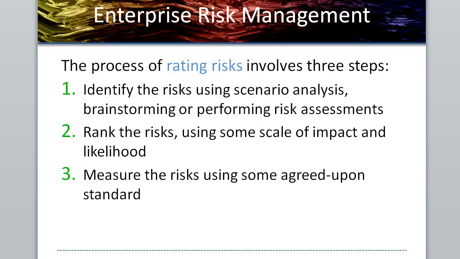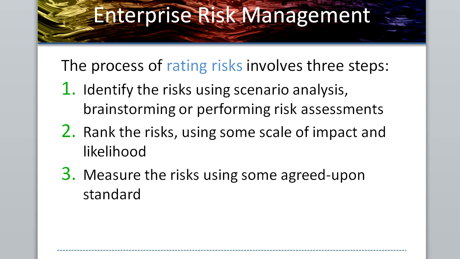Then we could rank the risks using a scale of impact and likelihood, or a combination of both. So it's very likely that this will occur, and the impact is minimal. Or it could be very unlikely they'll pass a law to make a $15 per hour minimum wage. However, the impact would hit us significantly. So we have to rank it based on a combination of those elements. And then we would measure the risks using some agreed upon standard.